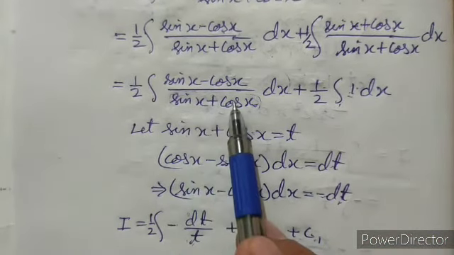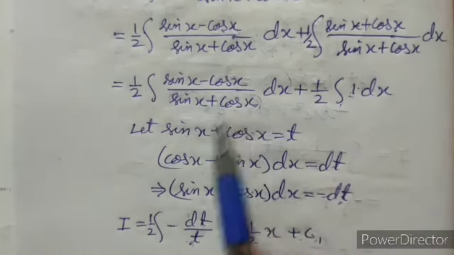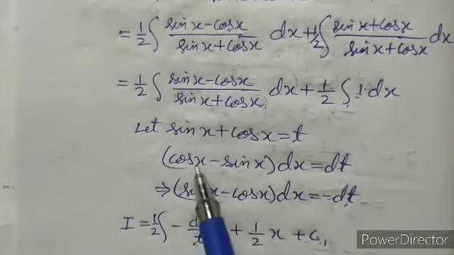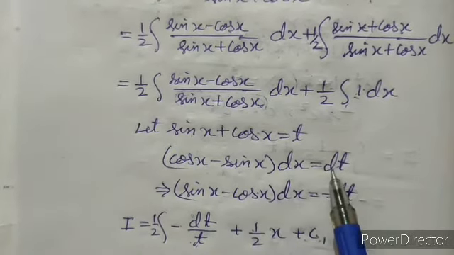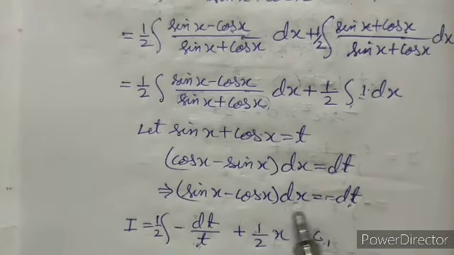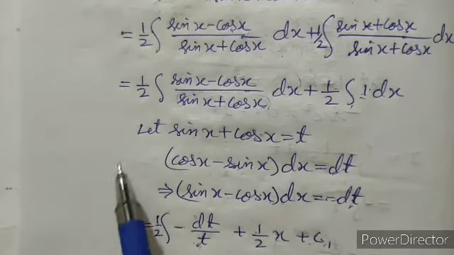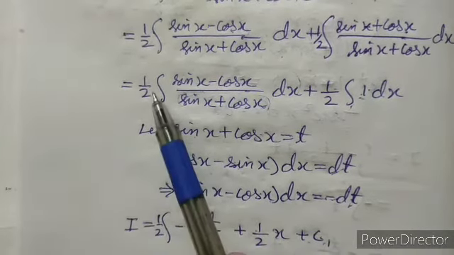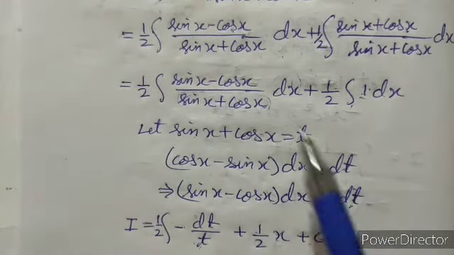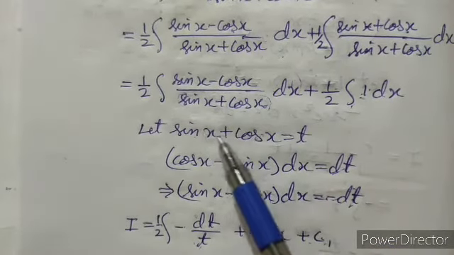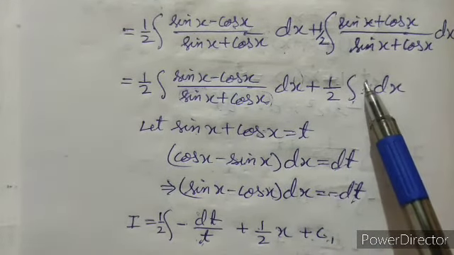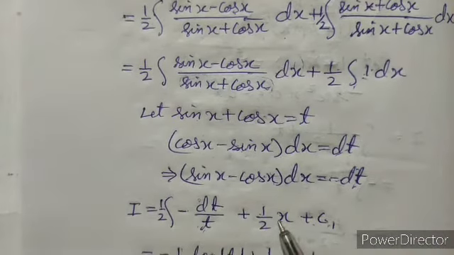Now sin x plus cos x upon sin x plus cos x will be equal to 1. Now on taking sin x plus cos x as t in the first part, and on differentiating it, we are getting its derivative as (cos x minus sin x) dx equal to dt. Now this can be written as (sin x minus cos x) dx equal to minus dt on multiplying both sides by minus 1. So our integral will become 1 upon 2 integral of minus dt upon t, as sin x plus cos x was equal to t, plus 1 by 2, and integral of 1 will be equal to x plus c1.